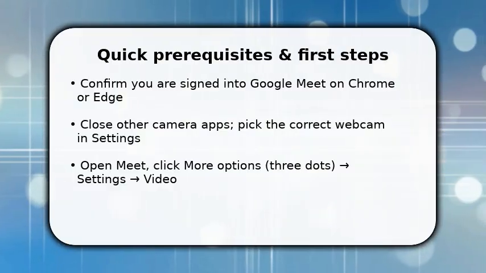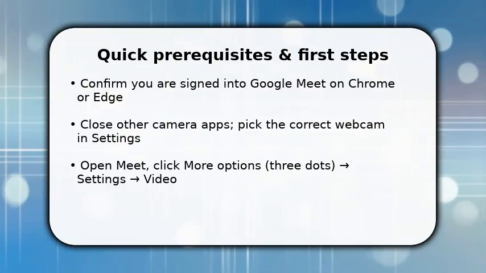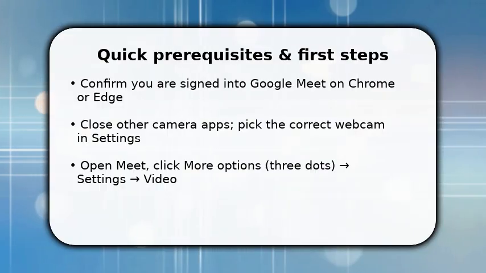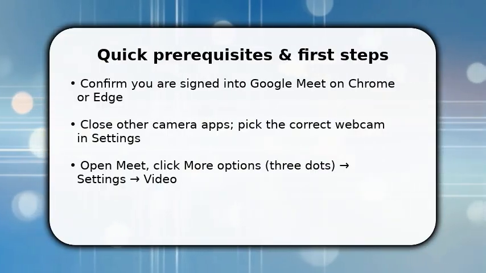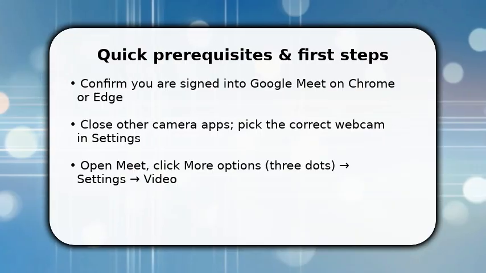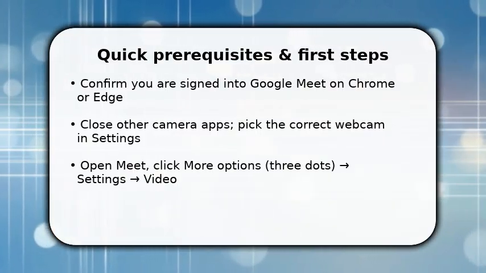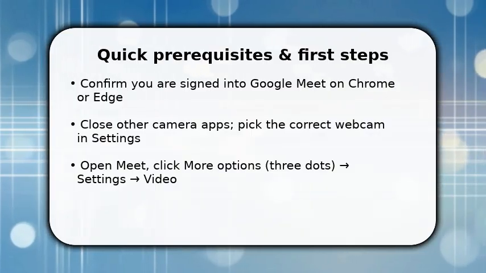You start by confirming your camera and browser are ready. Once you open Google Meet, choose More Options and then Settings. This takes you straight to camera controls. You must pick the physical webcam you want to use, not a virtual camera, because mirror settings depend on the active device. Make sure no other app is locking the camera.